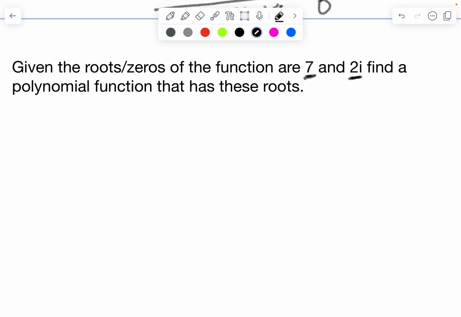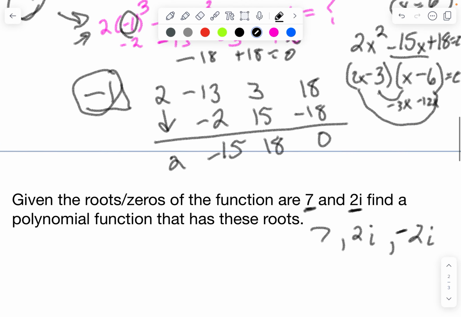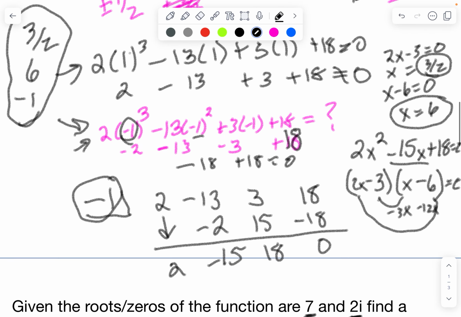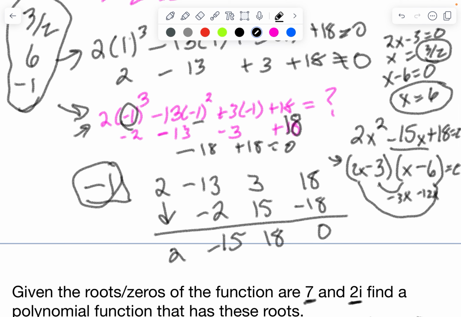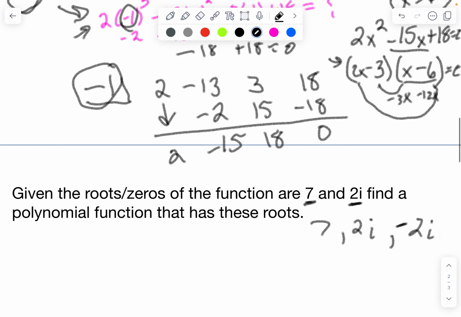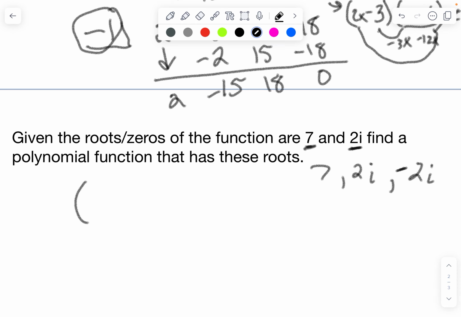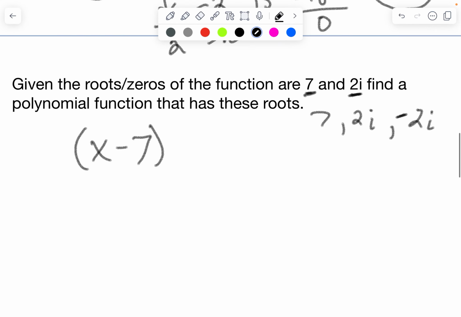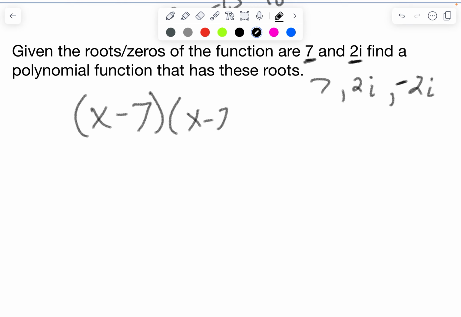Well, imaginary numbers come in pairs. So it's 2i and also negative 2i. It's always the conjugate of the imaginary. And I picked kind of easy ones. So we know we have actually 3 roots for this polynomial function. So just like factoring, you can set it up into linear factors. But I know that this thing is x minus 7 times x minus 2i times x plus 2i.